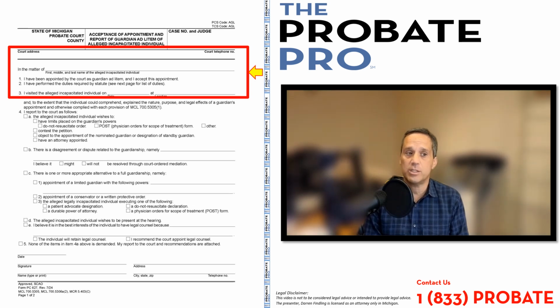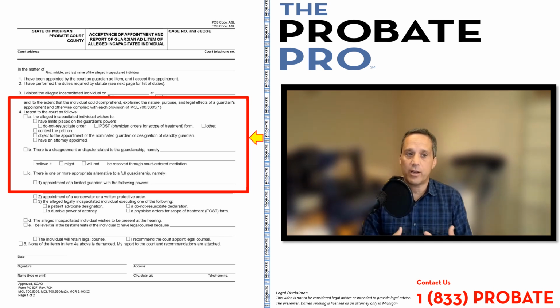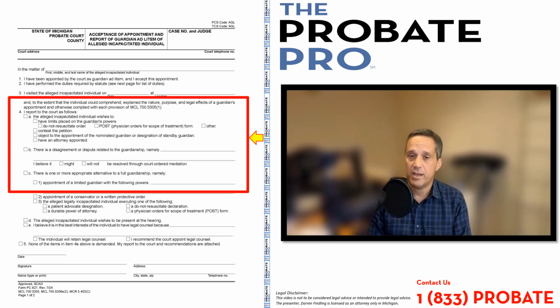2, I perform the duties by statute. And the next page, page 2, is a delineation of all of the statutory requirements that a guardian ad litem must do to fulfill their reporting requirements and their performance of their duties as guardian ad litem. 3, I visited the alleged incapacitated individual on, and that's the date and of course the location of that visit. And then it goes on to say that to the extent the individual could comprehend, explain the nature, purpose, and legal effects of a guardian's appointment and otherwise complied with the provisions of the statutory basis of 700.5305, subsection 1.